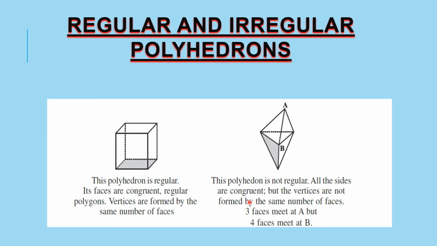You look here at this vertex A, there are 3 faces meeting, 1, 2 and 3. But at point B there are 4 faces, 1, 2, 3 and 4. So that's why the number of faces is different at the two vertices. So this figure will not be a regular polyhedron. That's why we'll call it an irregular polyhedron.